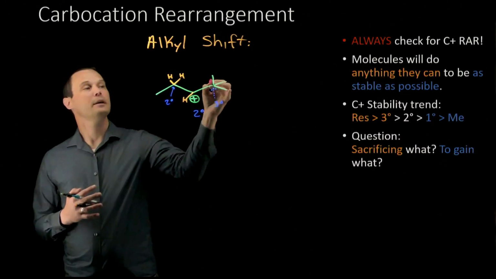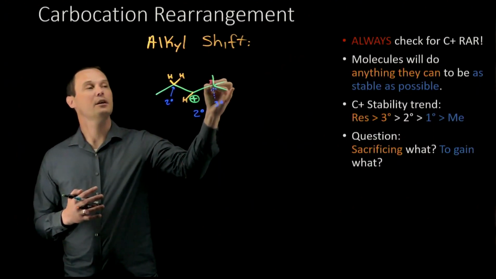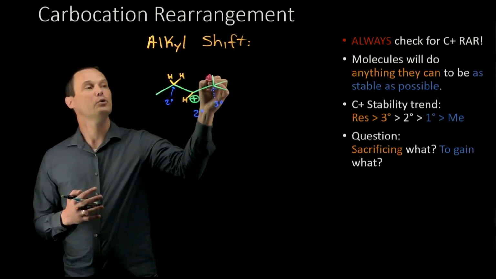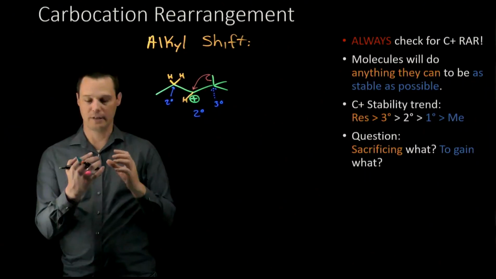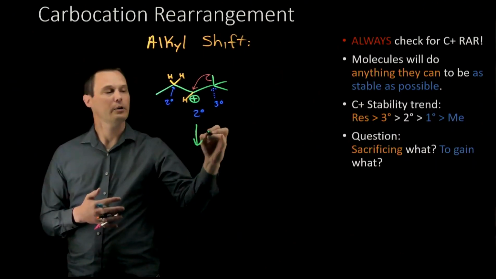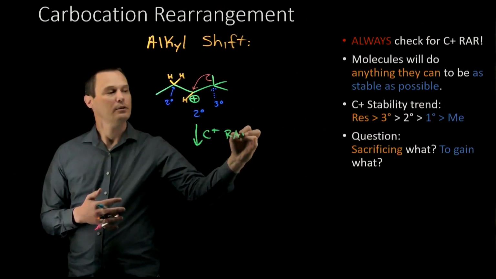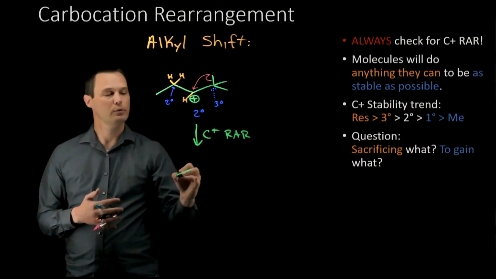So yes, we will sacrifice the secondary carbocation to gain the new tertiary carbocation. The reaction, the mechanism happens the same way. We break, in this case, the carbon-carbon bond, and it's the methyl group, the carbon atom, that rearranges to form the new carbon-carbon bond. Again, using that bouncing arrow. We do the carbocation rearrangement to shift the methyl group over one position.